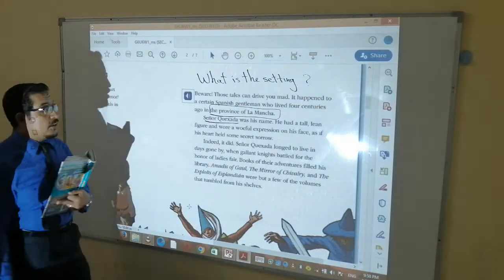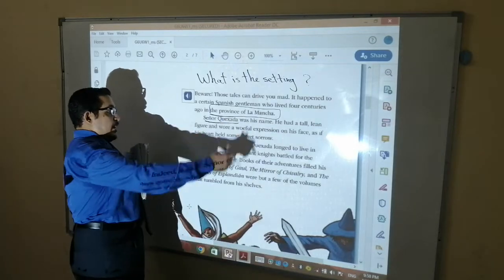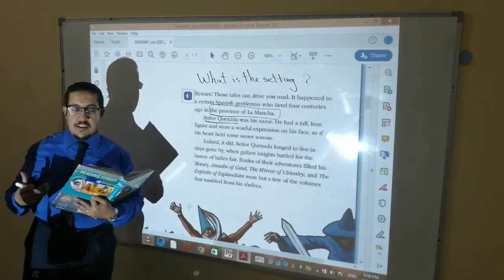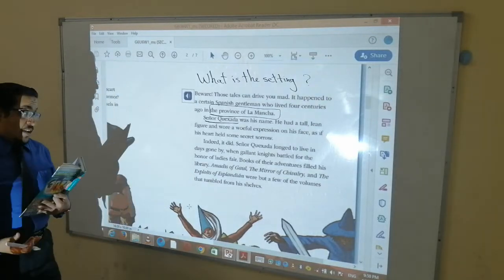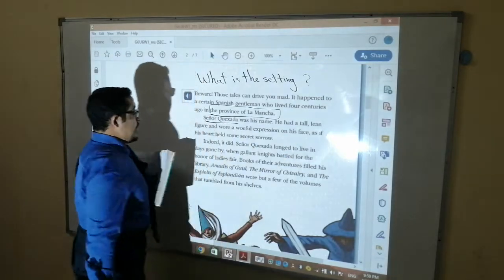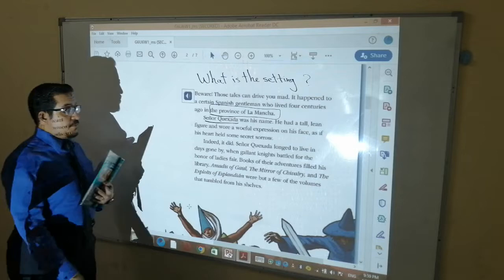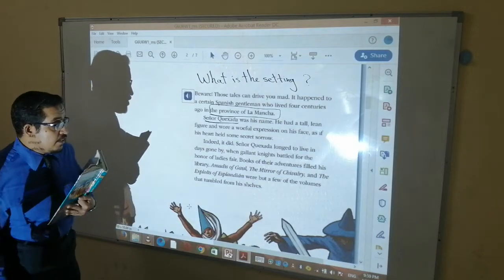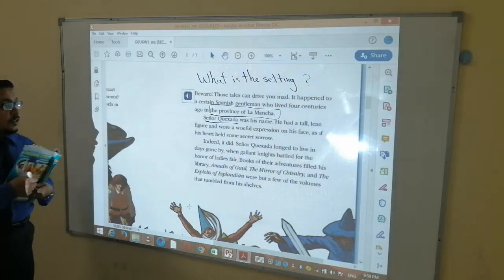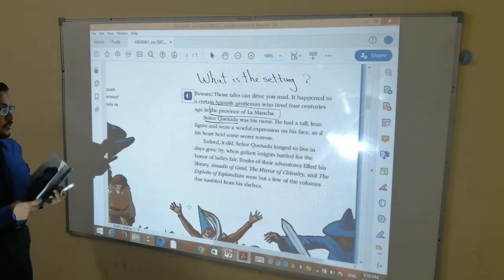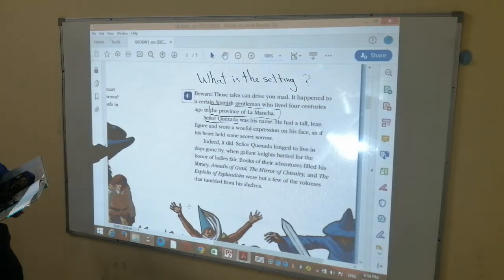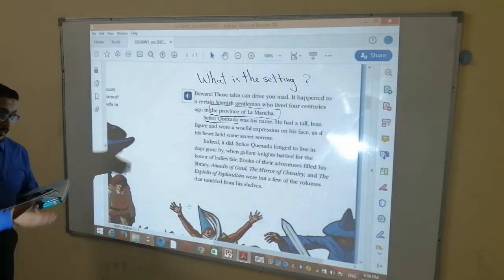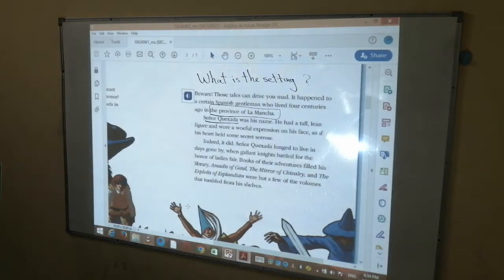Senor Quixote. He started to describe him: he had a tall, lean figure and wore an awful expression on his face, which means that he always seemed sad on his face, as if his heart held some secret sorrow, sadness inside his heart. Indeed, Senor Quixote longed to live in days gone by, when gallant knights battled for the honor of ladies fair. This book told us about books of adventures that we have. He gave us many names about this book. Now let's move to the next paragraph.